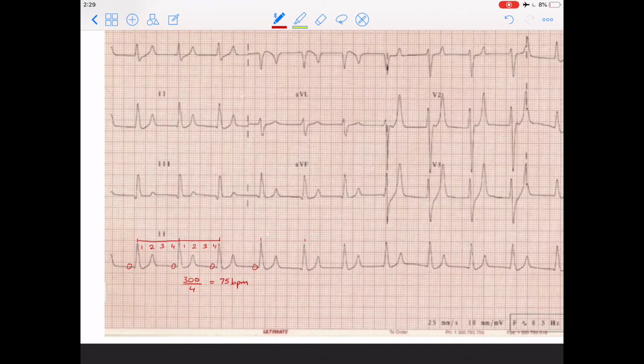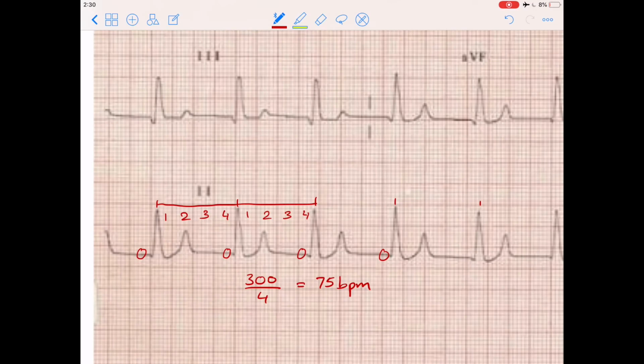Next, we look for QRS duration. For this, let's zoom in a bit more and identify the QRS complex. It's from here to about here, and it is 1, 2, 3, 4 small boxes. Each small box corresponds to 40 milliseconds, and there are 4 of them, so 40 times 4 is 160 milliseconds. Normally we expect the QRS complex to be between 40 and 120 milliseconds, and in this case there is an abnormality. The QRS complex is wide.